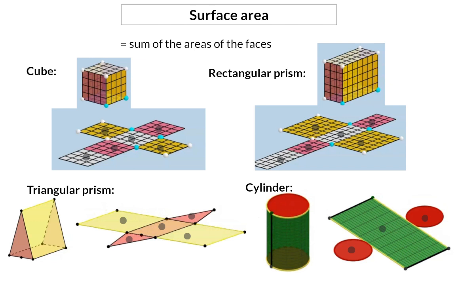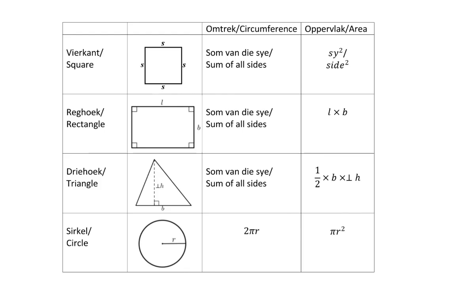To be able to determine the area of each of these faces, you need to know a few formulas. From previous knowledge, we already know that the area of a square is side times side or side squared. For a rectangle, it is length times breadth. The area of a triangle is a half times the base times the perpendicular height, and for that of a circle, we use pi r squared. And then you should also be able to determine the circumference of a circle, and that is 2 pi radius. Let's go and have a look at some examples.